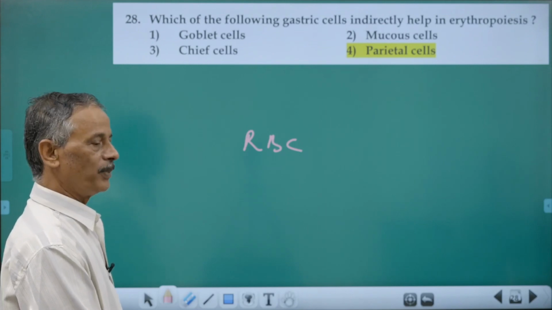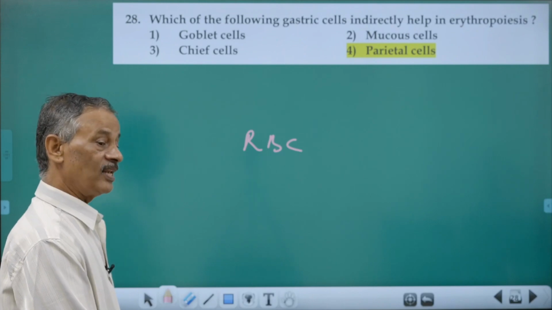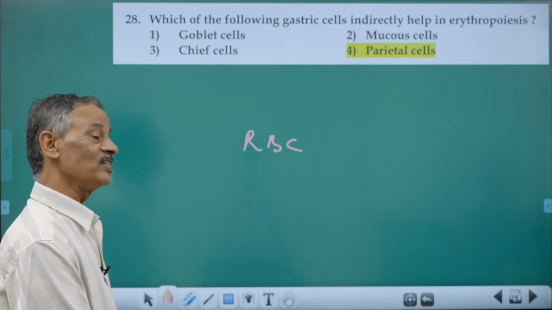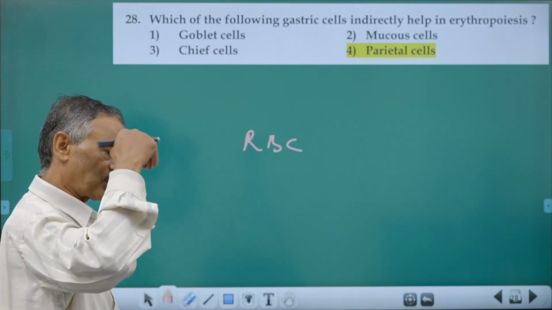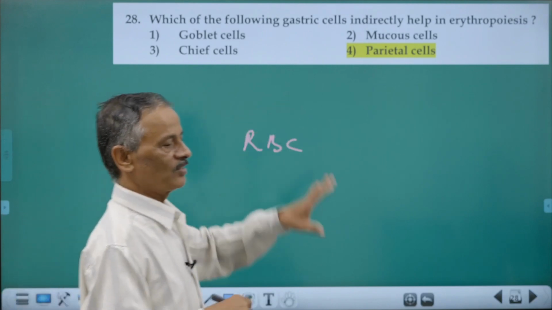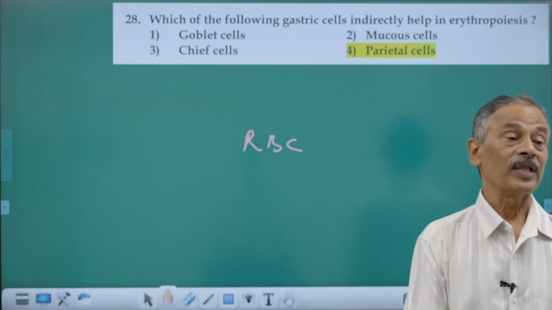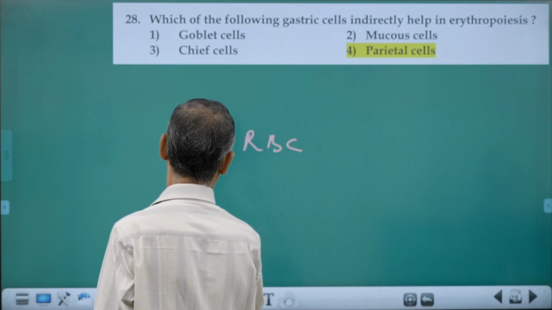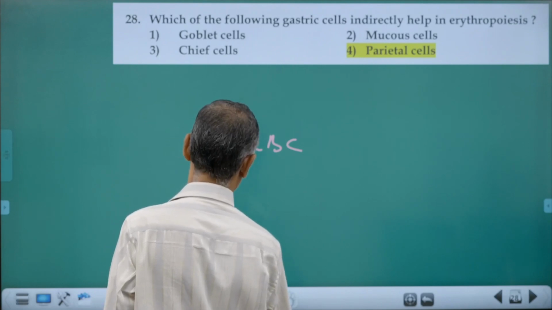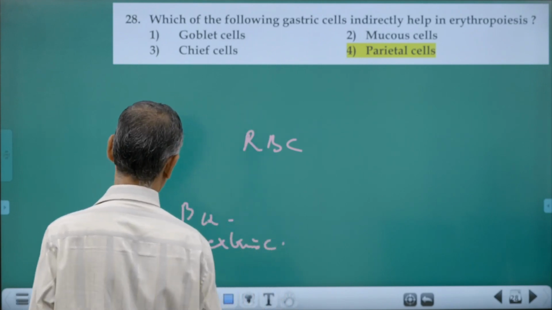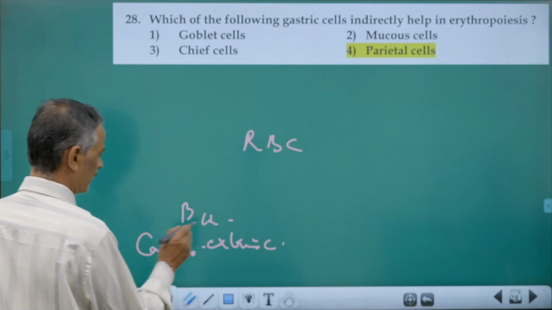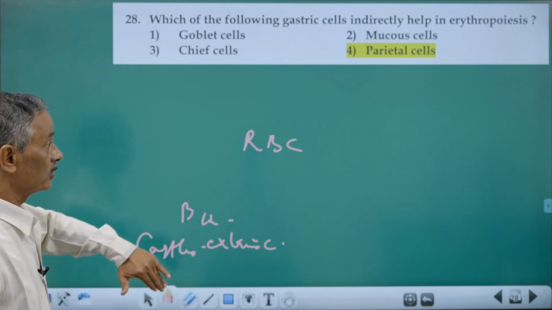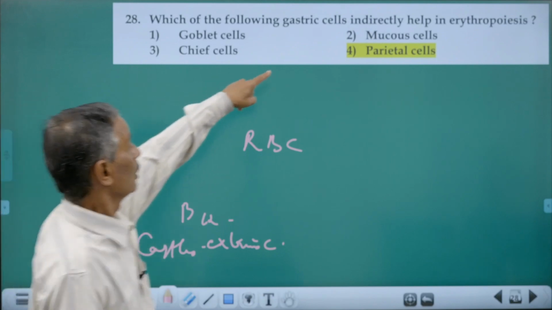cyanocobalamin. That B12 is Castle's extrinsic factor. Castle's intrinsic factor is present inside, and it helps in the absorption of that vitamin B12. Vitamin B12 is the extrinsic factor that we get from food, and this is absorbed and utilized for the maturation of RBC.